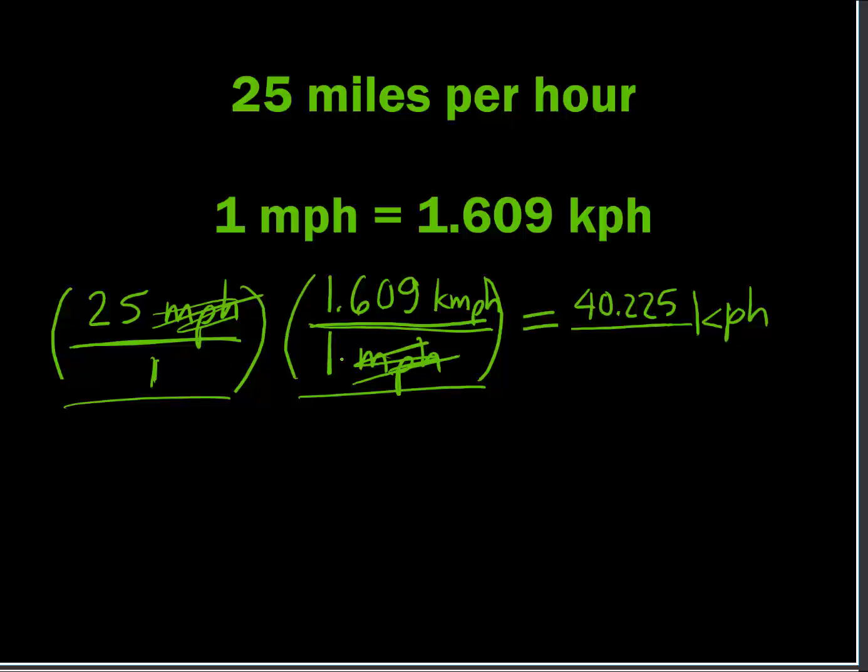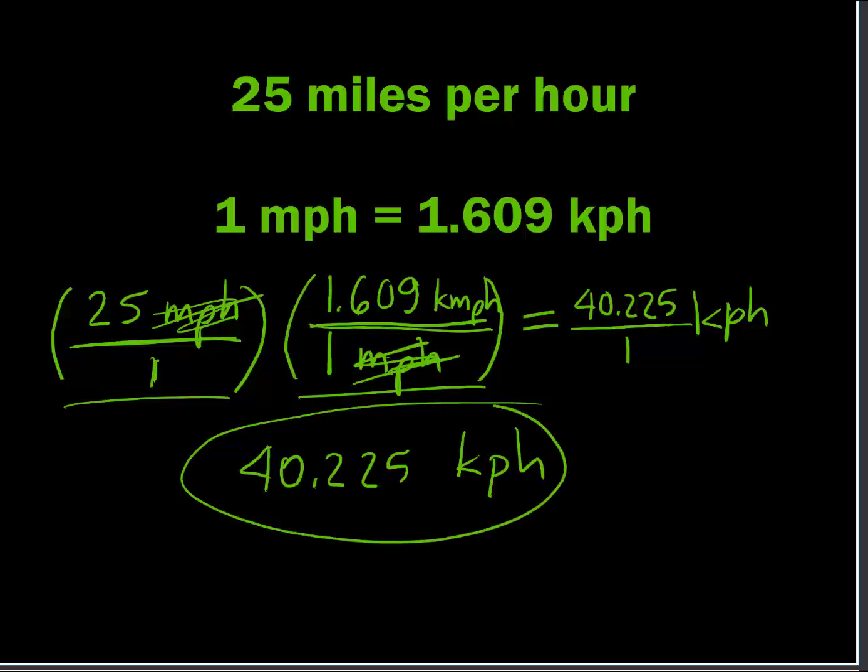On the bottom, 1 multiplied by 1, that just gives us 1. And we're left with just a single number 1 on the bottom. So let's reduce this. 40.225 divided by the number 1 ends up being the same number. So we have 40.225 kilometers per hour. The 1 at the bottom cancels out because that divided by 1 is just the original number. So this is our final answer. We have converted 25 miles per hour to kilometers per hour, and the answer is 40.225 kilometers per hour.